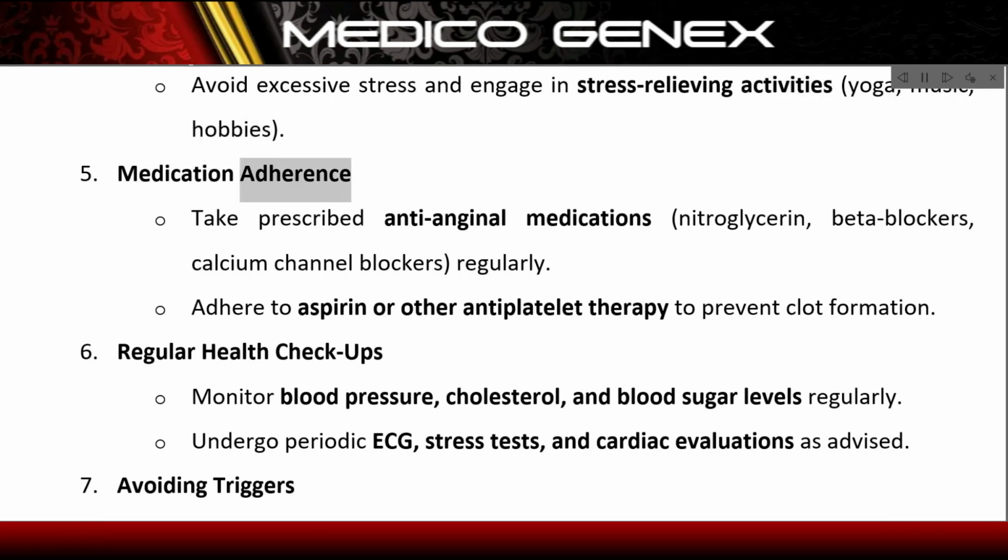Medication adherence. Take prescribed anti-anginal medications, nitroglycerin, beta blockers, calcium channel blockers, regularly. Adhere to aspirin or other antiplatelet therapy to prevent clot formation. Regular health checkups. Monitor blood pressure, cholesterol, and blood sugar levels regularly. Undergo periodic ECG, stress tests, and cardiac evaluations as advised.